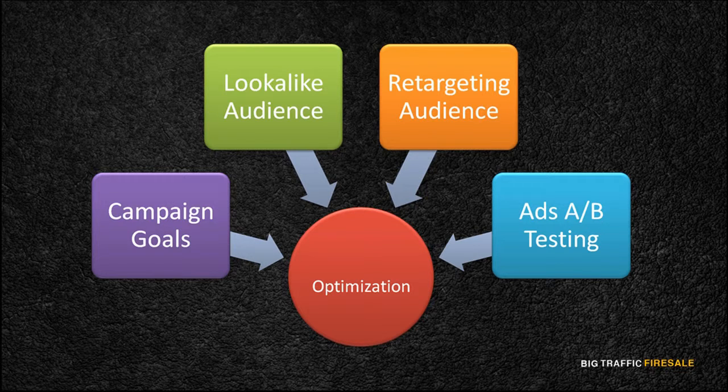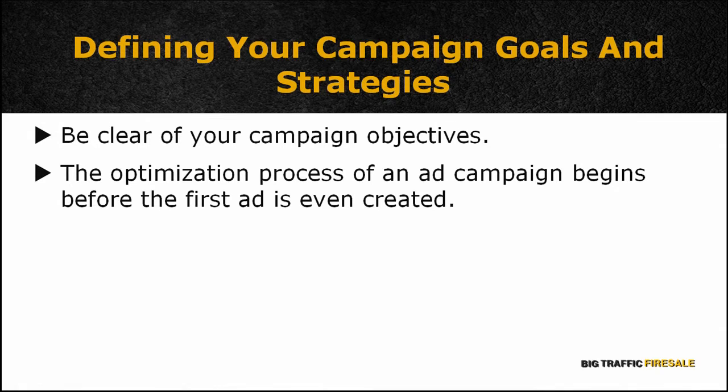There are 4 critical steps to your Facebook ads optimization. 1. Defining your campaign's goals and strategies. 2. Refining your lookalike audience. 3. Narrowing down your retargeting audience. 4. Facebook ads A/B testing. Let's discuss the first step to optimize your Facebook ads, which is defining your campaign goals and strategies.